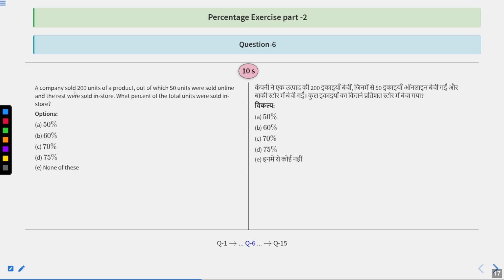A company sold 200 units of a product, out of which 50 units were sold online and the rest were sold in store. What percent of the total units was sold in store? You have 5 options and 10 seconds to solve this question. Your time starts now.